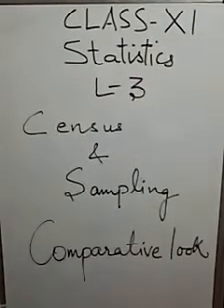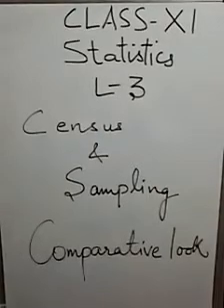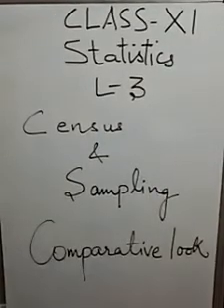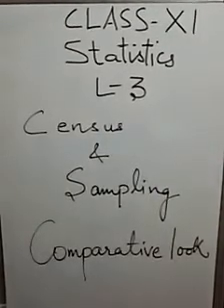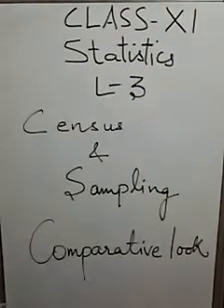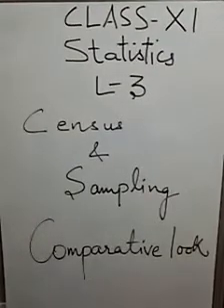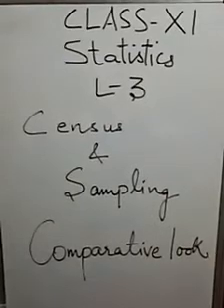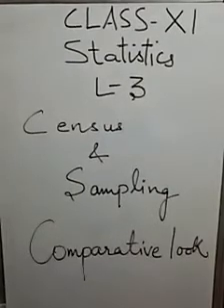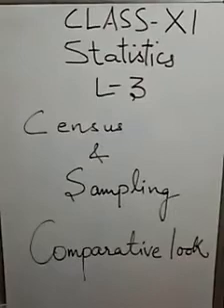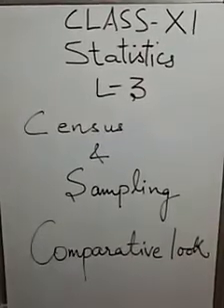Accuracy. There is generally a greater degree of accuracy in the results based on the census method than the sampling method. This is because in the census method, each and every item of the population is studied. However, errors can be easily detected and removed in the sampling method because of the small number of items.